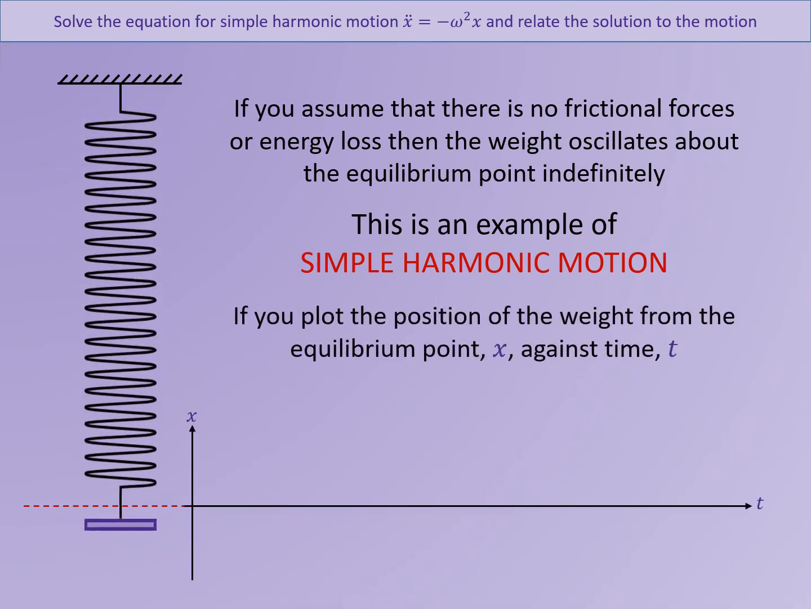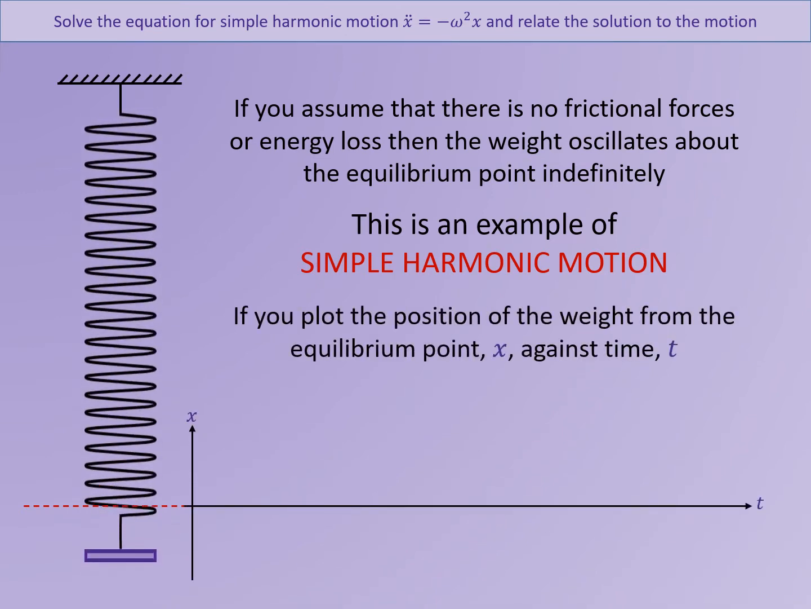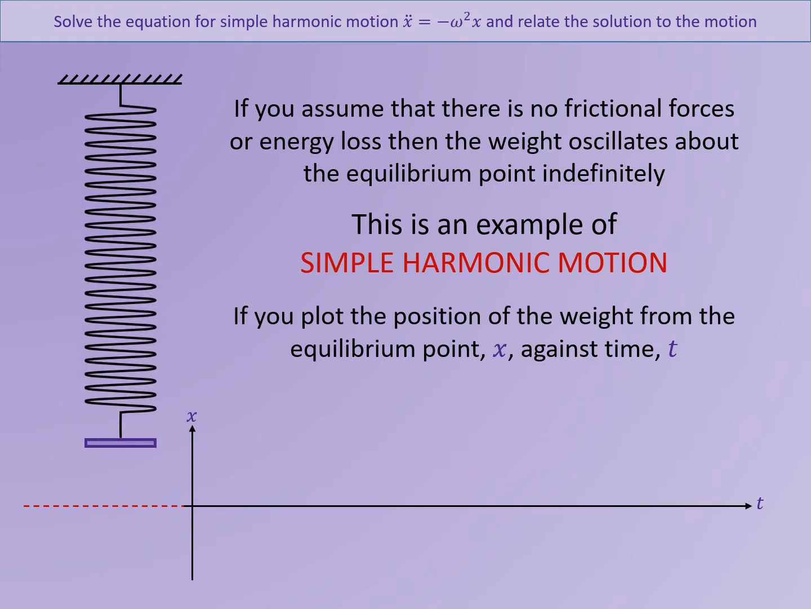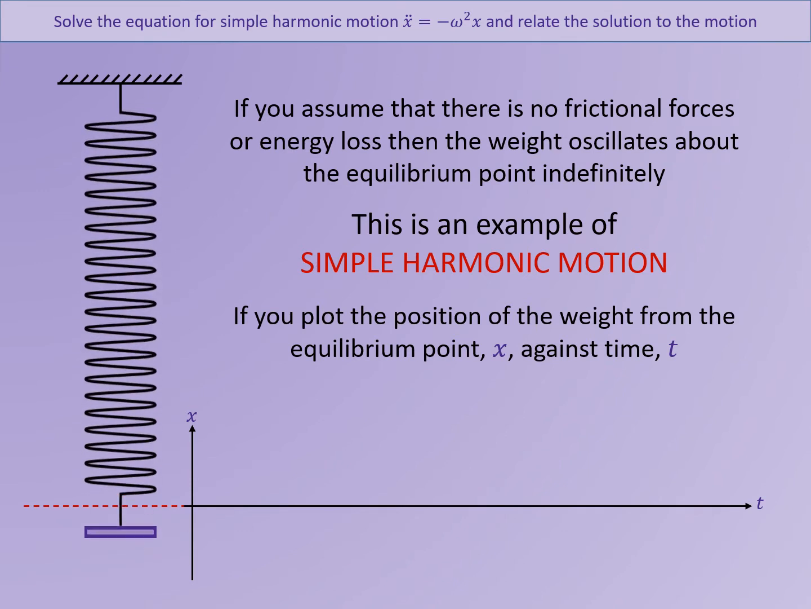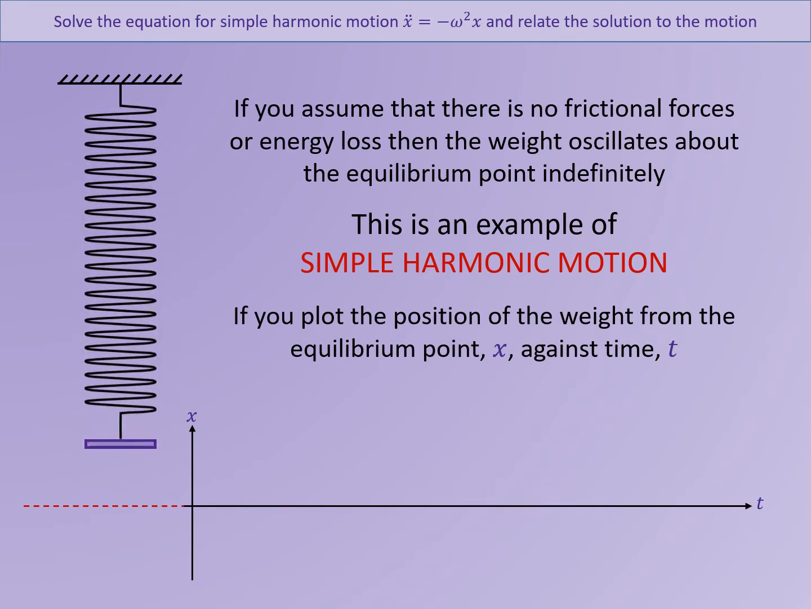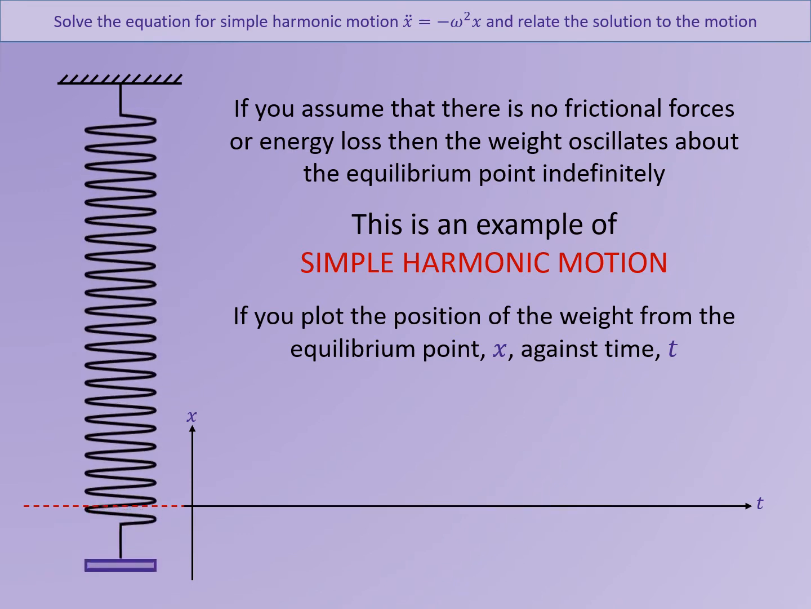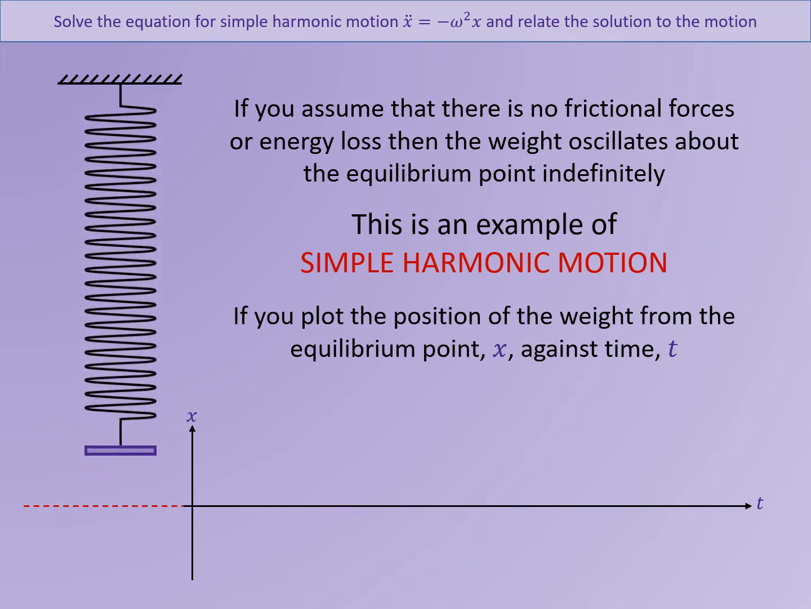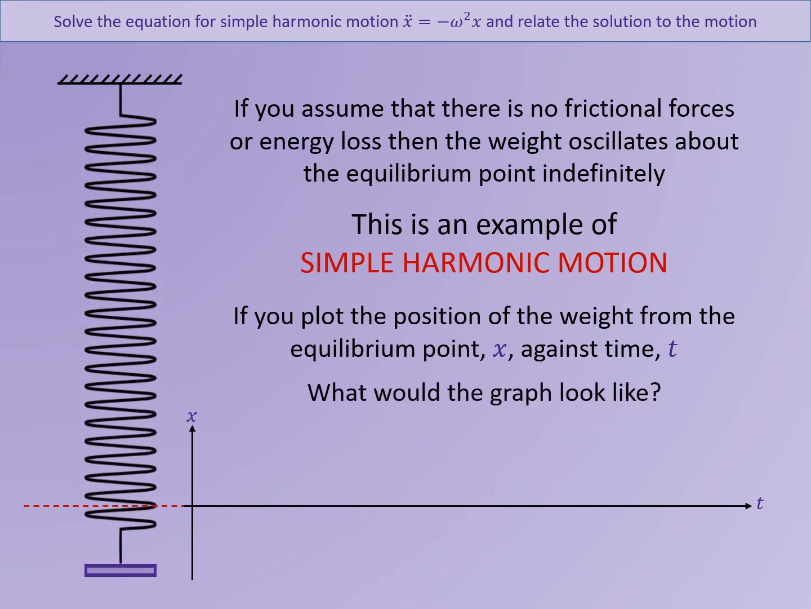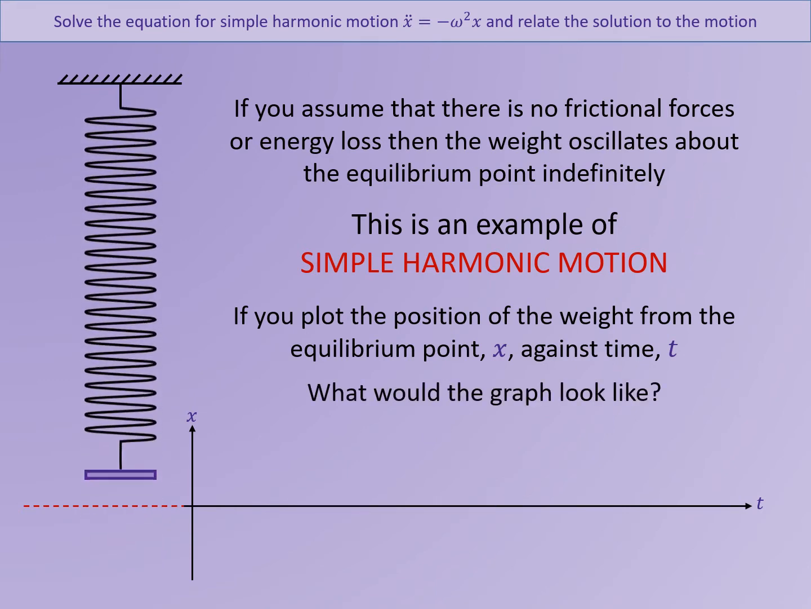Right, so the next thing I'd like to do is just consider this. If you plotted a graph, so the position of that weight over time, okay? So if we imagine we start a clock just there, what would you see if you plotted that weight's position over time? Okay, that's what I'd like you to consider. Okay, so what would the graph actually look like?